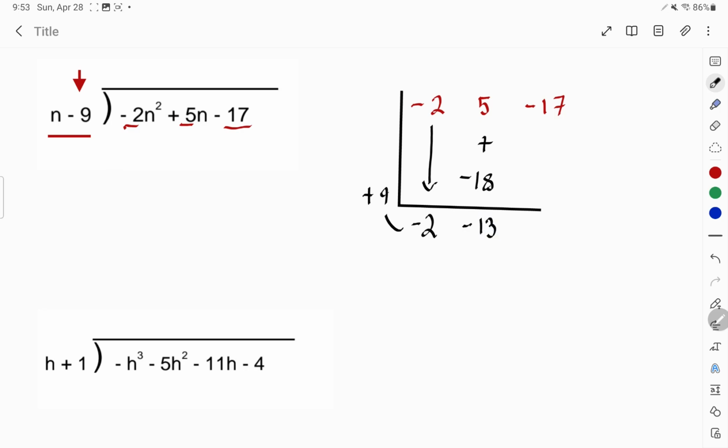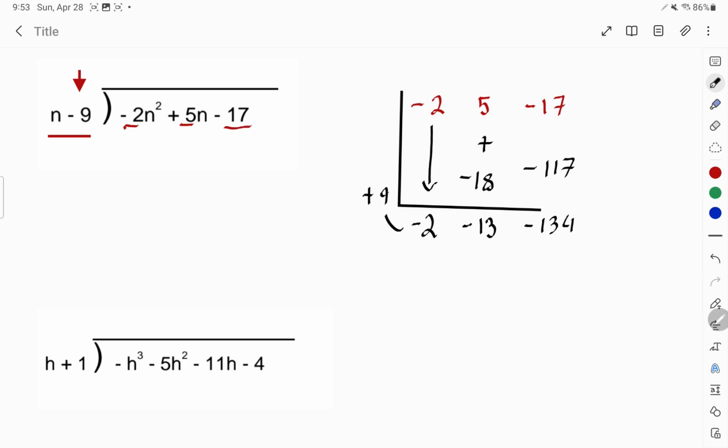Now, I would highly recommend you guys get a calculator. For example, right here, 9 times negative 13 is going to be negative 117. That's a crazy number. And then we're going to add those two together, which is plus 17, negative 100. Whenever you run out of numbers, then you're done doing your synthetic division.